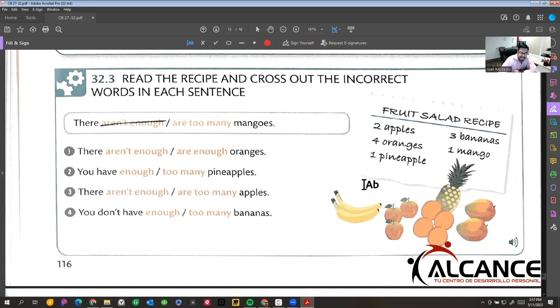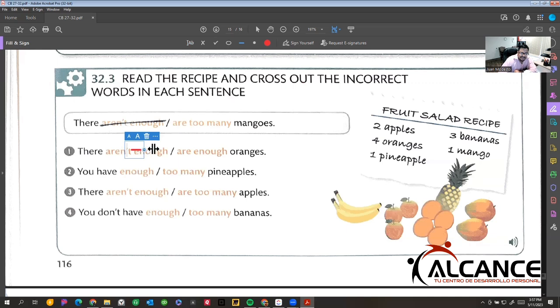So this is the recipe and this is how many we have. For example, mangoes. How many mangoes do we need? We need 1 mango and we have 2. So there are too many mangoes because we only need 1 and we have 2, right? So for number 1 is there aren't enough or enough or aren't or there are. So how many oranges do we need? We need 4 oranges. So we have 1, 2, 3, 4. So there are enough oranges.